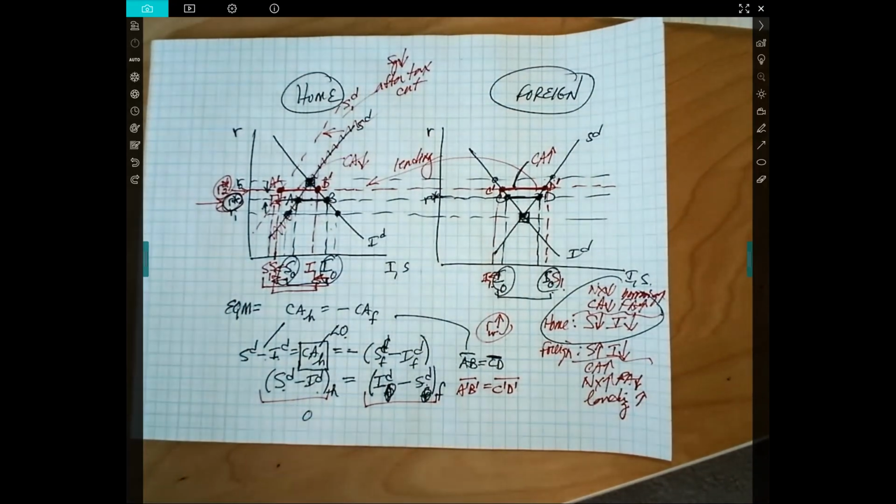So not only do you have more saving in the home country to finance the budget deficit, but you've got extra saving at a higher interest rate from the foreign country. And so the interest rate doesn't need to go up as much to finance that bigger budget deficit, the treasury bonds that they print in order to pay for that.